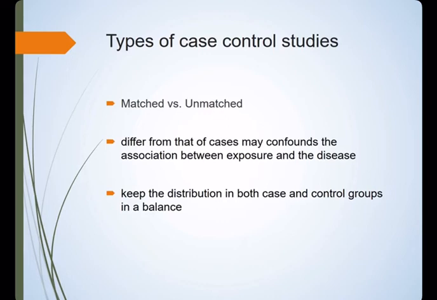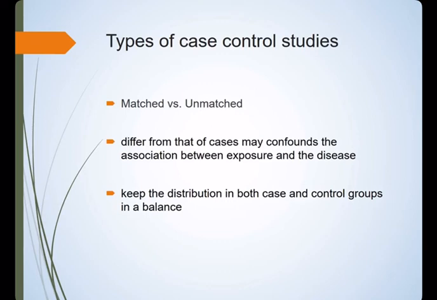For example, when we conduct a case control study on smoking and lung cancer, suppose there are more older people in the case group, and age is associated with the occurrence of lung cancer, as we know. If smoking is correlated with age, then it's possible to overestimate the association of exposure and outcome. In order to solve this problem, we may take some measures to keep the age distribution in both the case and control groups in balance. One method is to use the matched design.